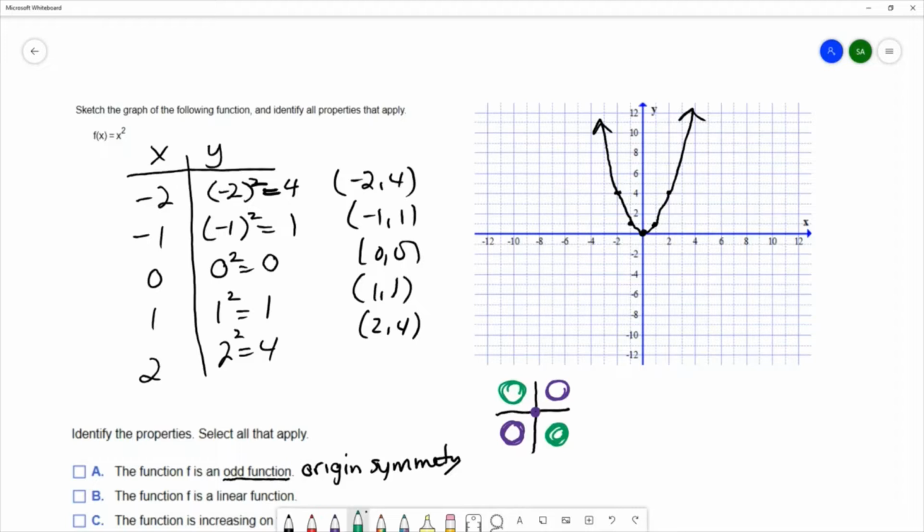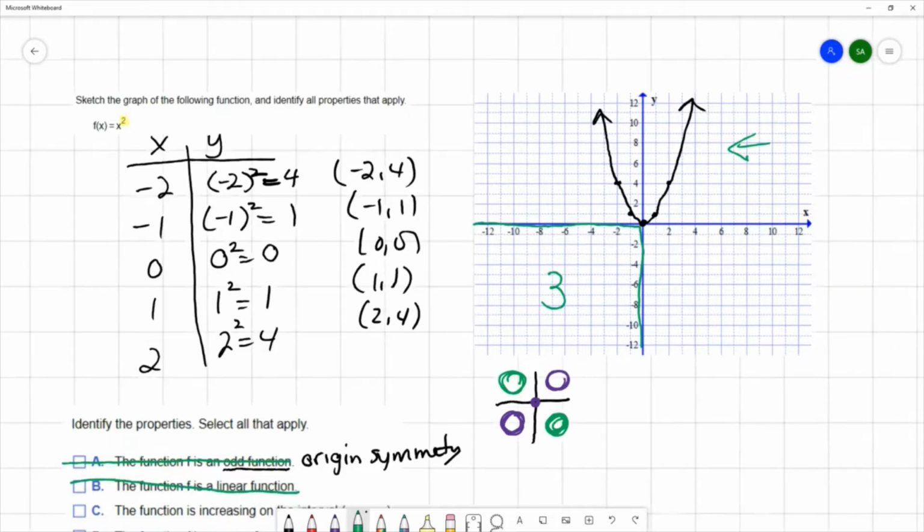And you can clearly see in our picture that our third quadrant right here, this is quadrant 3, is completely empty, and yet we have points in the first quadrant, so this function cannot be an odd function because we don't have a mirror image in these opposite quadrants. So we would not check that first statement. The next statement says the function is a linear function. A linear function happens when you have your variable to the first power. Our variable is squared, so this is not a linear function.